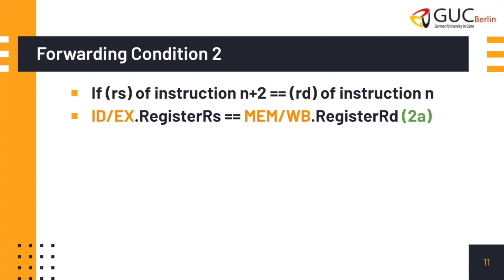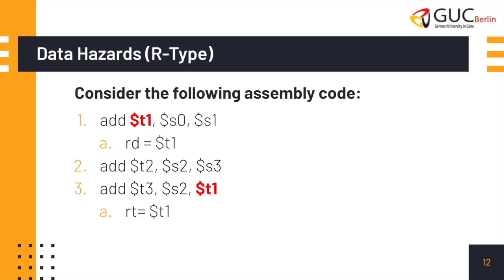We are checking now for dependencies between instruction n and n plus 2. Is the rs of n plus 2 equal to the rd of n or not? And that's why we have the second half of the forwarding condition. It is the same example. I'm adding S0 plus S1 and storing them in T1 in instruction 1. Therefore, register RD is equal to T1.